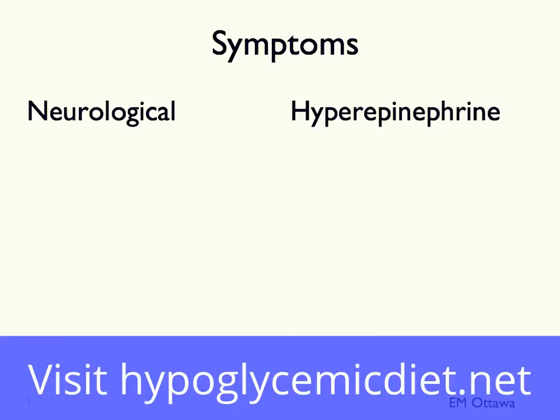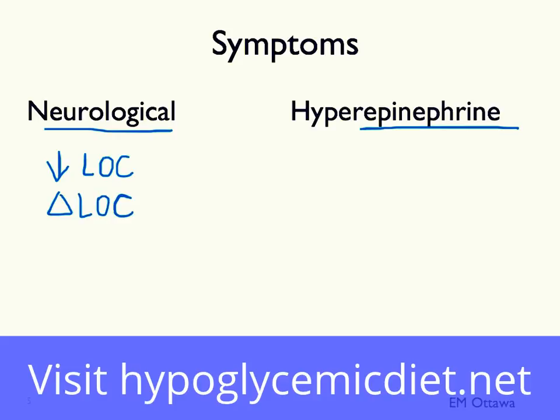Therefore, we need to know the symptoms of hypoglycemia. They are divided into two main categories. They include neurological symptoms and symptoms due to high epinephrine in the body. In terms of neurological symptoms, they can include decreased level of consciousness, leading to lethargy or coma. They can also have change in level of consciousness such as confusion and agitation. They can cause seizure. And sometimes it's so tricky that it causes focal neurological findings that mimic a stroke.